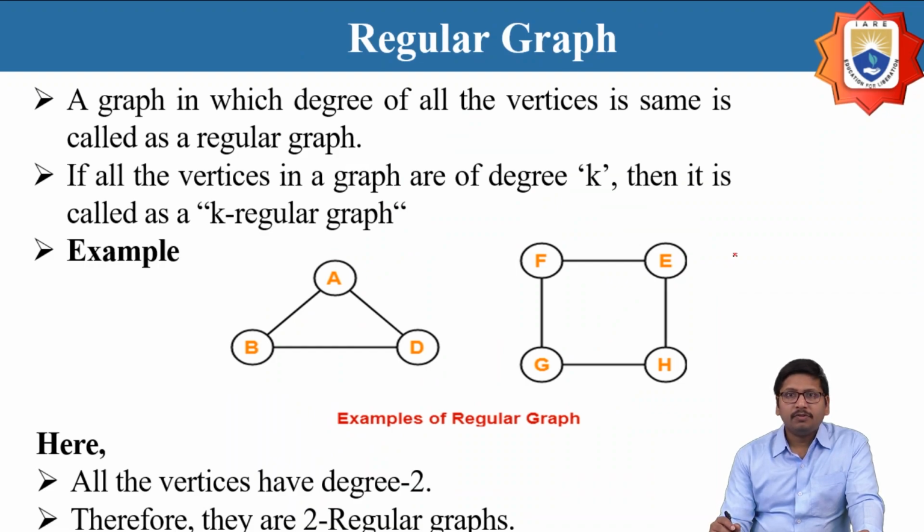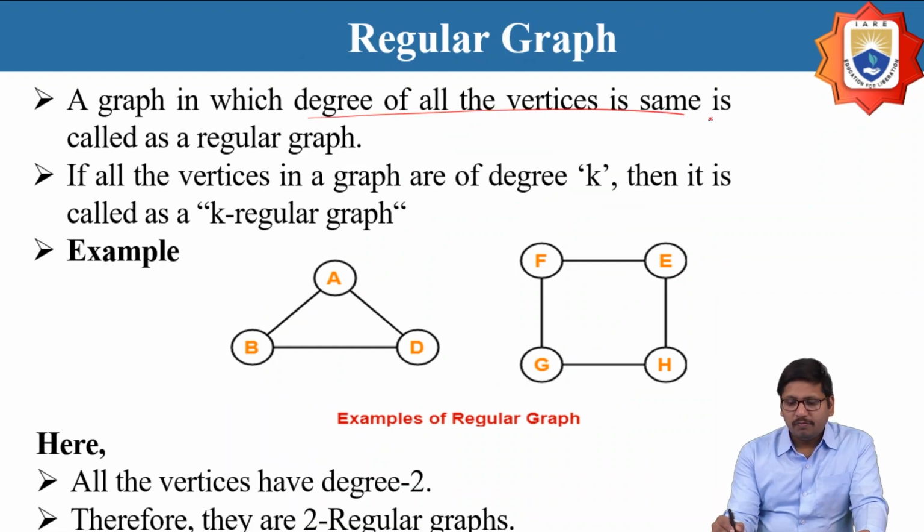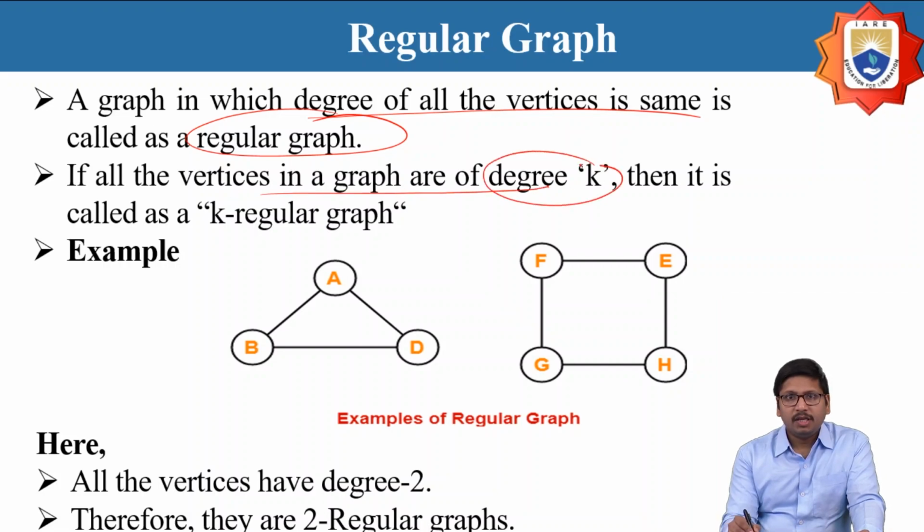And regular graph, so a graph in which the degree of all vertices is the same is called a regular graph. So if all the vertices in the graph are of degree k, then it is called a k-regular graph. Suppose all the vertices have degree 2, and therefore it should be called a 2-regular graph.